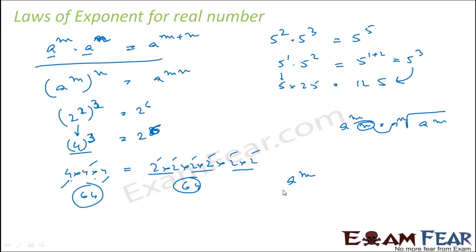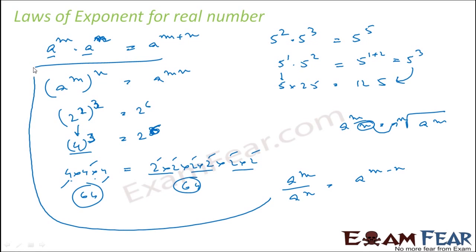Okay. a^m divided by a^n is nothing but a^(m-n), similar to the first one. For example, 5^3 divided by 5^2 is nothing but 5^(3-2), that is 5. You can actually solve this.